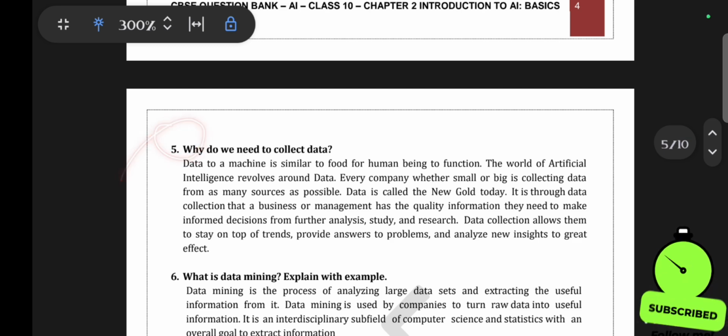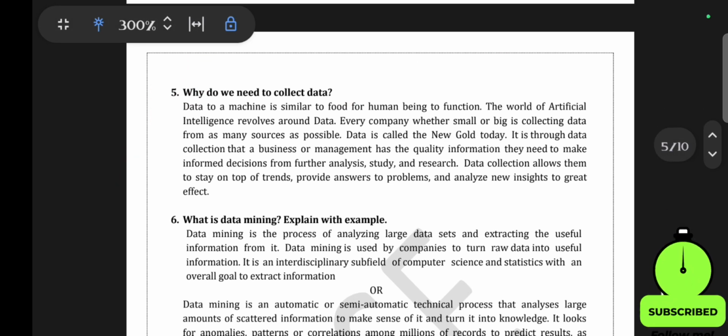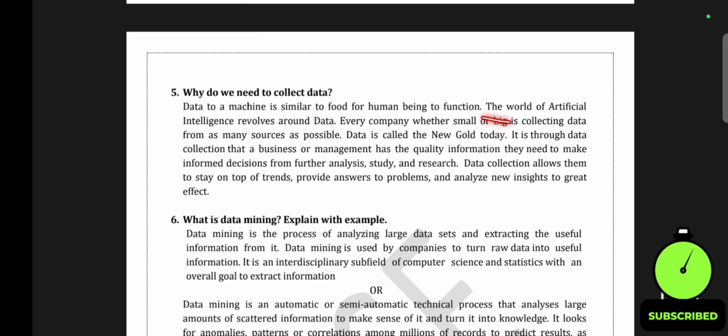Question 5. Why do we need to collect data? Data to machine is similar to food for human being to function. The world of artificial intelligence revolves around data. Every company, whether small or big, is collecting data from as many sources as possible. Data is called the new gold today.